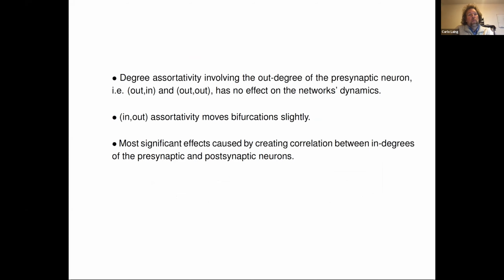So that's our overall conclusion from these numerical explorations, that the degree of assortativity involving the out degree of the postsynaptic neuron, what we call in-out and out-out, has no effect on the network's dynamics. The in-out assortativity, so that's correlating the in degree of the presynaptic and the out degree of the postsynaptic, does move bifurcations slightly, but the most significant effects we see are caused by creating correlation between the in degrees of both the presynaptic and the postsynaptic neurons.